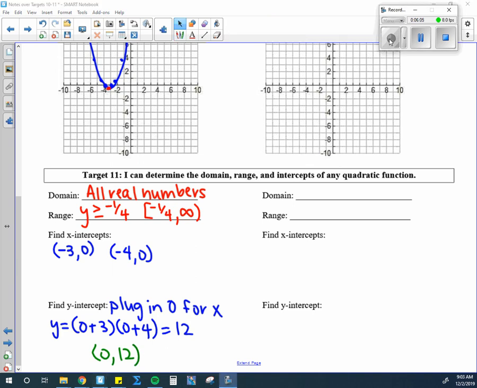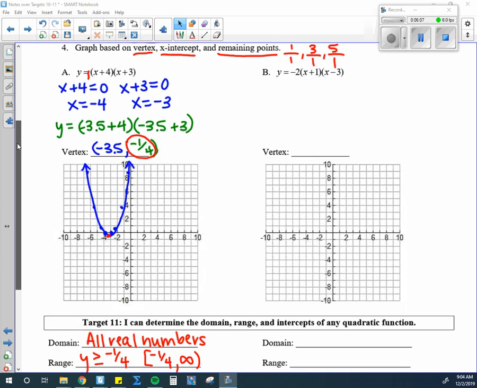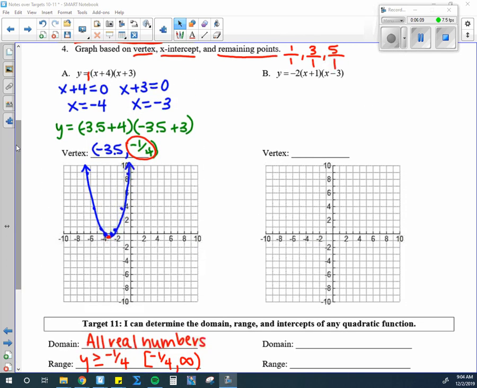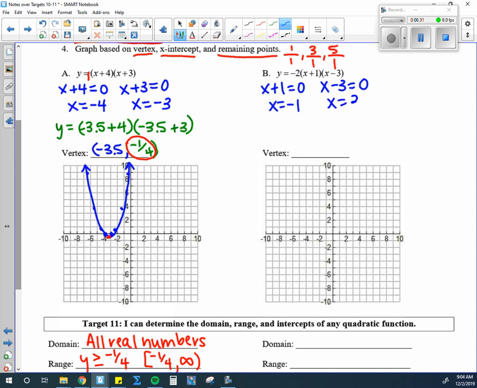All right, let's take a look at another example. So on this one, again, I'm going to set both of my factors equal to 0. Remember, I don't care about the a value, so I'm not worried about that -2 in front. I'm just going to set x plus 1 equal to 0 and x minus 3 equal to 0. So I will get x equals -1 and x equals 3. So I'm going to go ahead and plot those on my graph.